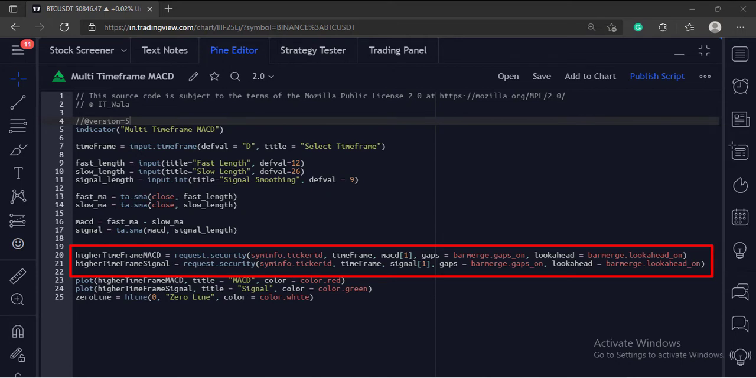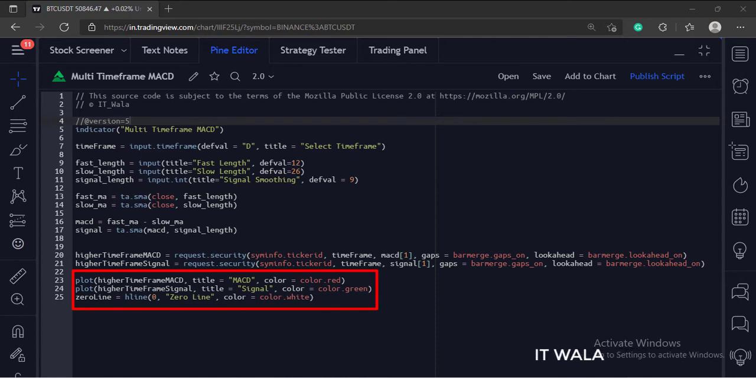Here the first argument is the ticker ID, which means the current stock name. The second argument is the higher time frame. The third argument is the current MACD and the signal line. We have written bracket 1 in front of the current time frame MACD and the signal line. This solves the indicator repainting issue. The fourth argument handles the gaps. The fifth argument fetches the higher time frame data and handles the repainting issue.